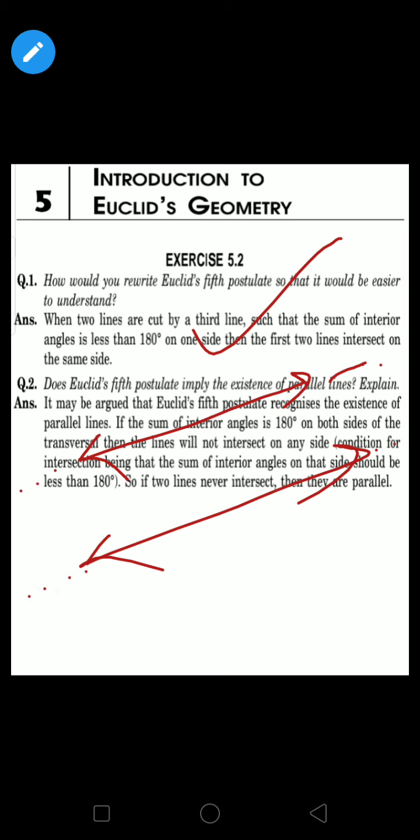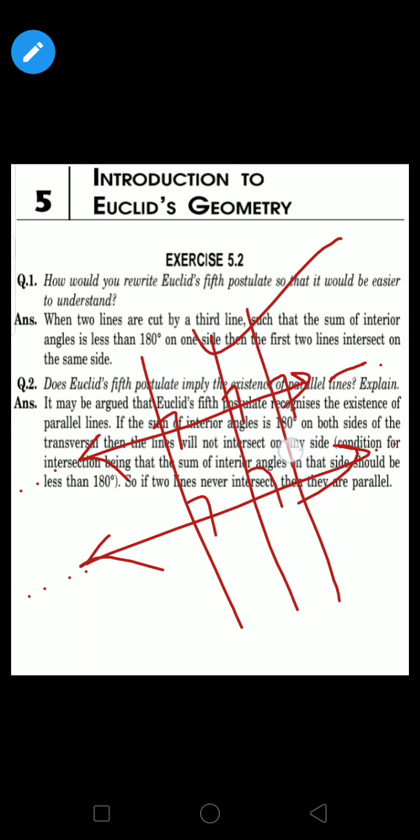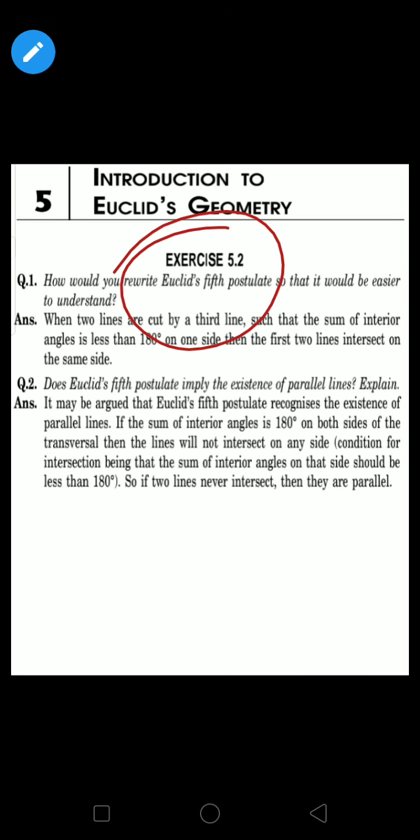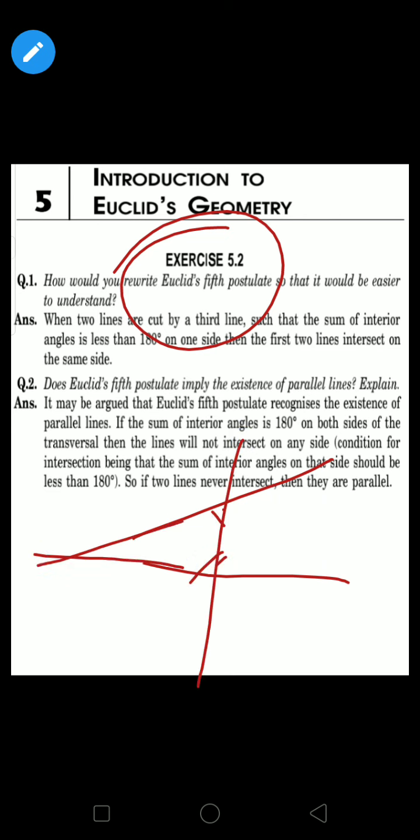But I think I told you something else earlier: if the perpendicular distance between two lines is equal at every point, then those lines are parallel lines. But actually they want to tell you by the method of the fifth postulate, or I can say the converse of the fifth postulate. The fifth postulate used to say: if there are two lines and the sum of angles is less than 180 degrees, then they intersect each other.